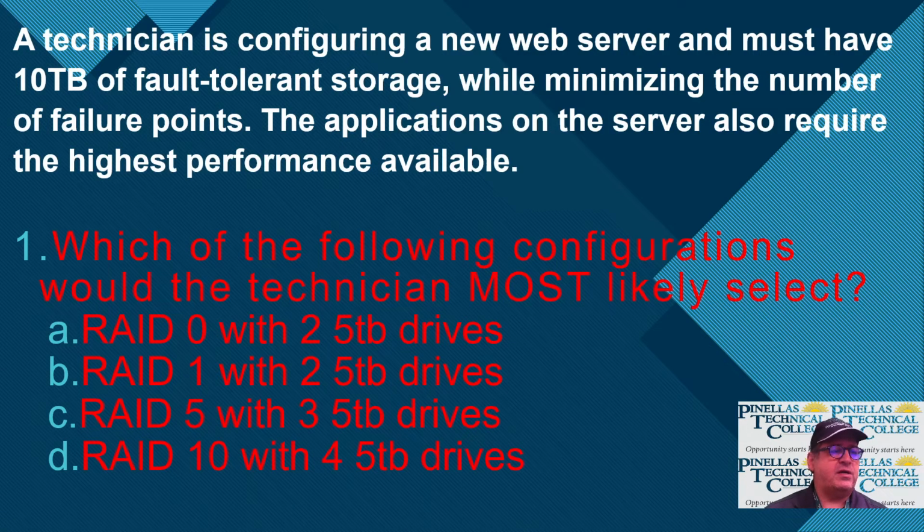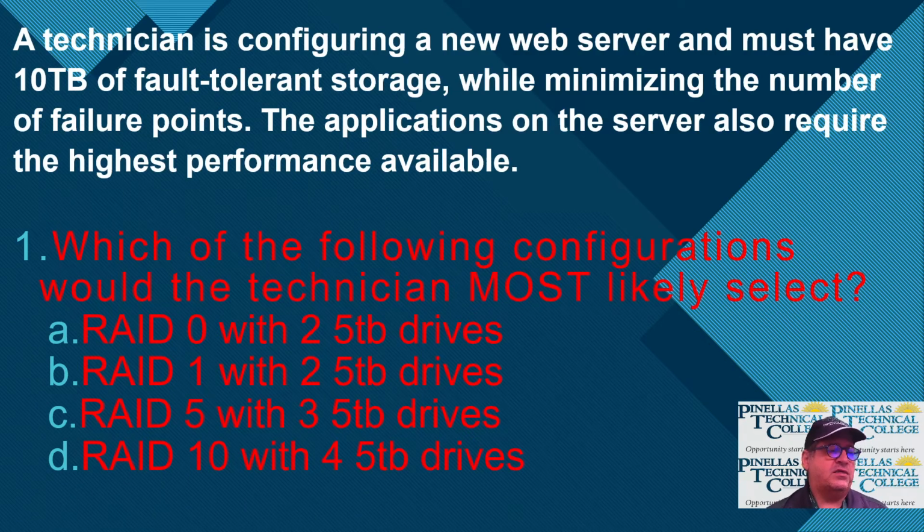Like, could it be A? Could it be a RAID 0 with 2 5 terabyte drives? Well, first, they want fault tolerance. So RAID 0 is striped. There's no fault tolerance on there. There's no redundancy. So A is out. B, RAID 1 does have redundancy, so it meets that. But if we do 2 5 terabyte drives in a RAID 1, as you know, we lose 50%. So we're only going to get 5 terabytes of space, and they wanted 10 terabytes of space. So that rules out B.